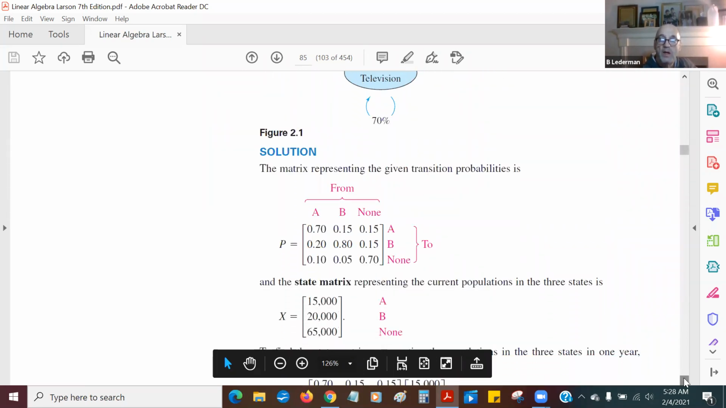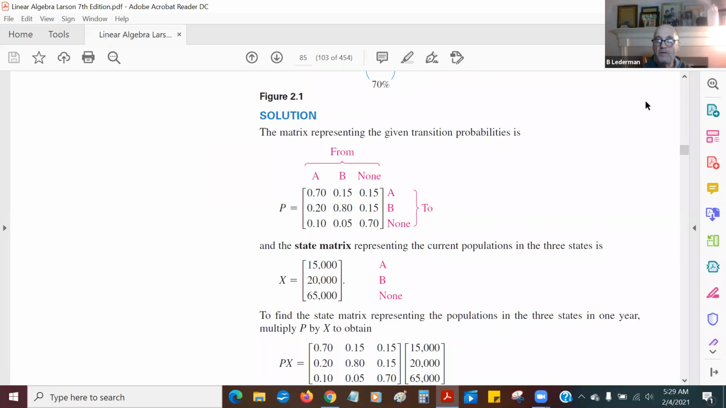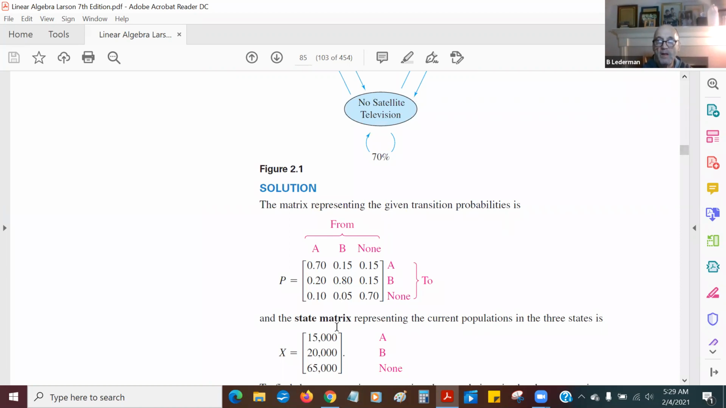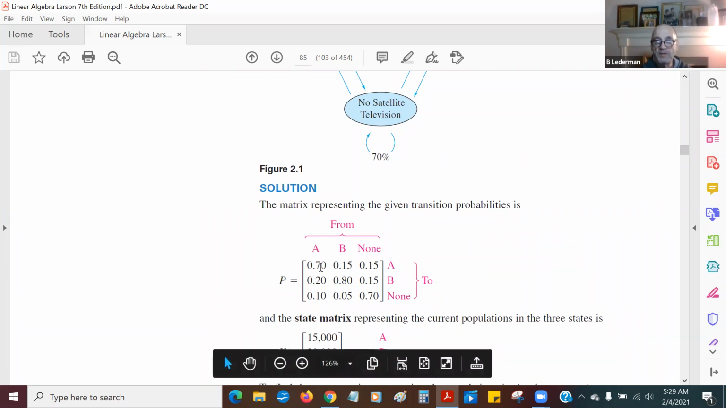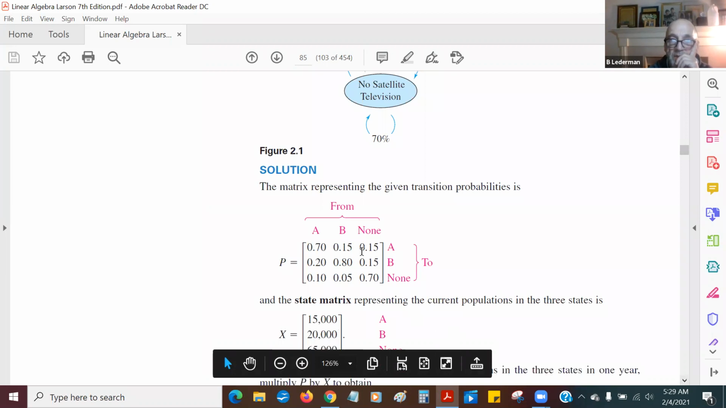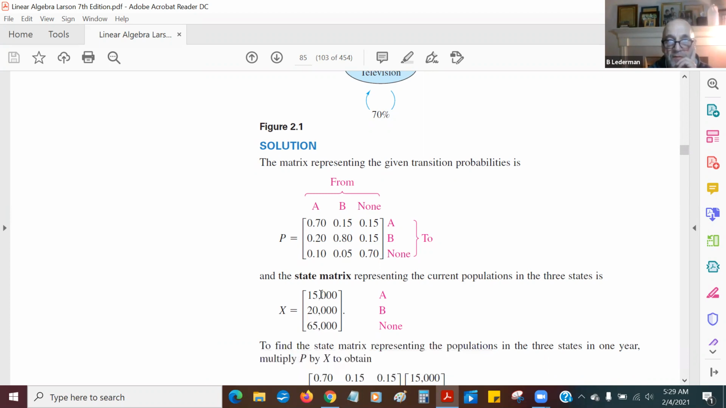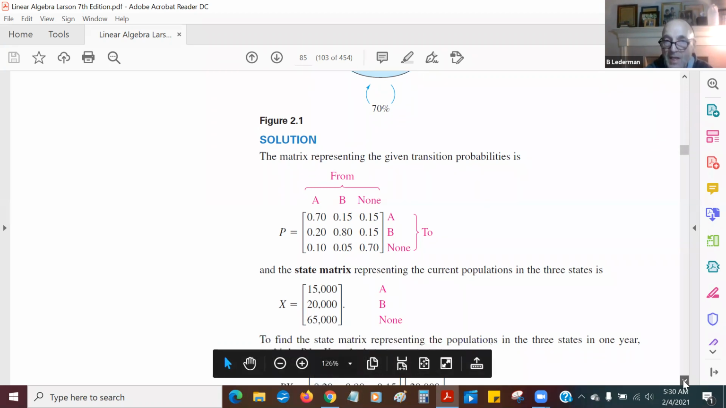So now, how do we figure this out? Of the 15,000 people who have A, there's a 70% chance they're going to stay with A. And of the 20,000 who have B, there is a 15% chance that they're going to move to A. And of the people who have none, there's a 15% chance that they're going to move to A. So 70% of the 15,000 and 15% of the 20,000 and 15% of the 65,000 are going to go to A. Well, this looks like a dot product, which is basically screaming matrix multiplication. And that's exactly what we do.